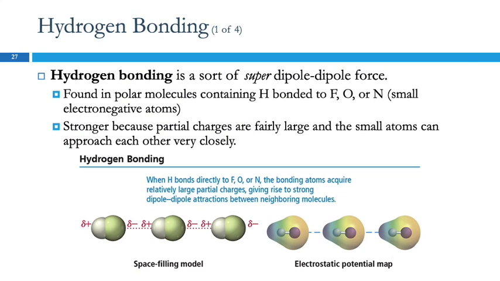Next type of intermolecular force is called hydrogen bonding. And we can think of this as being super dipole-dipole force, right? There's dipole-dipole force, and then there's super dipole-dipole force. So this, like other dipole-dipole forces, is found in polar molecules, but these have something a little extra.